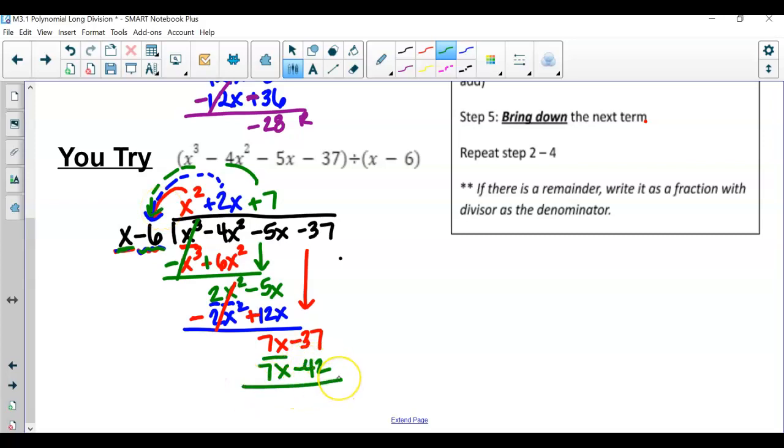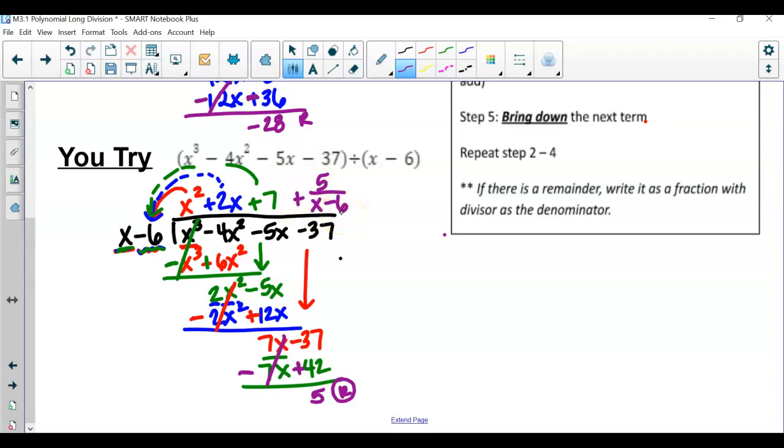So that last step, subtract or change the sign. So negative and positive, that cancels out. Negative 37 plus 42, positive 5. So that is your remainder. So positive 5 over x minus 6.